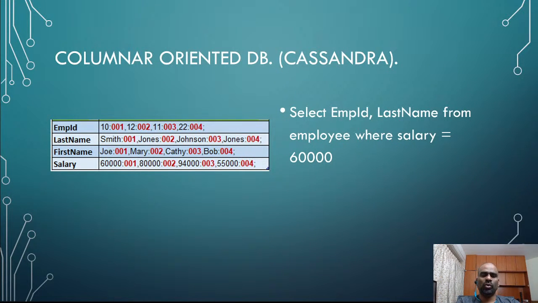Now you can see there, employee ID. So whenever there is a salary 60,000, you know the salary in the where clause, right? It will directly go to the salary column itself.